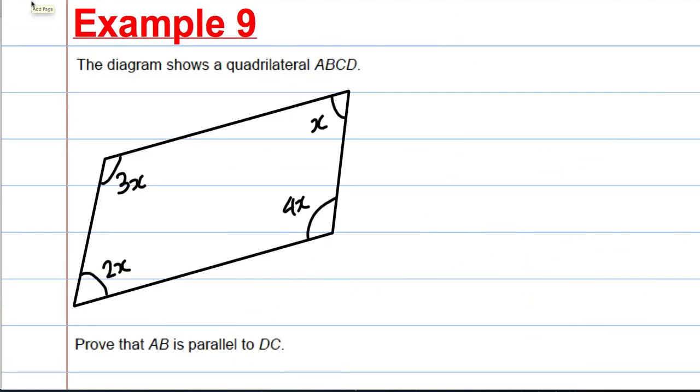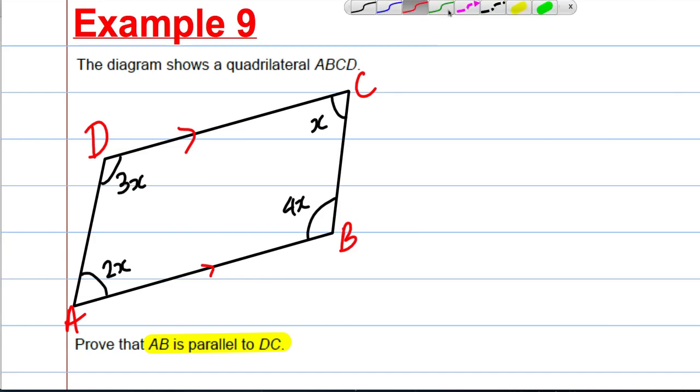Last 2 examples now. Example 9, the diagram shows a quadrilateral ABCD. Prove that AB is parallel to DC. So we're trying to show that AB, so this should be A, B, C, D, my fault there, apologies. We're trying to prove that this is parallel to that.